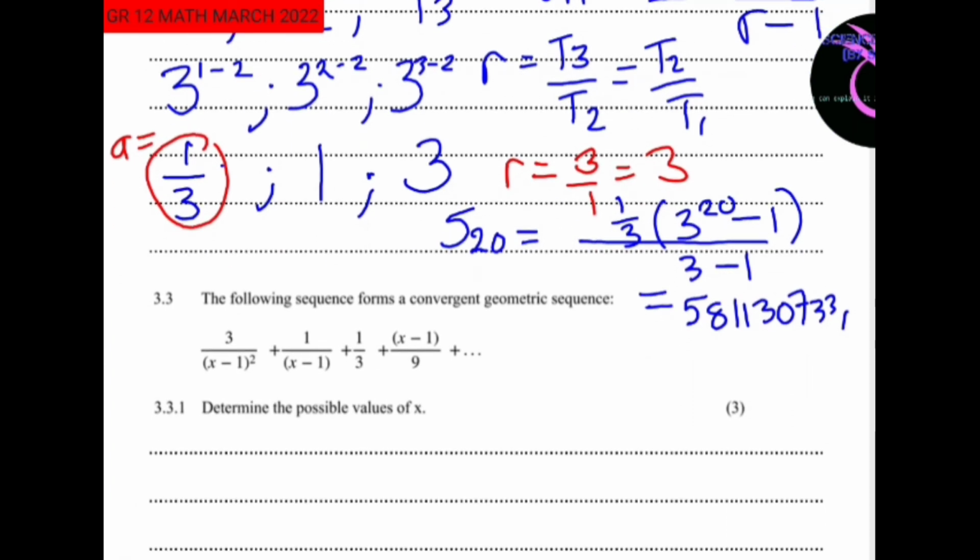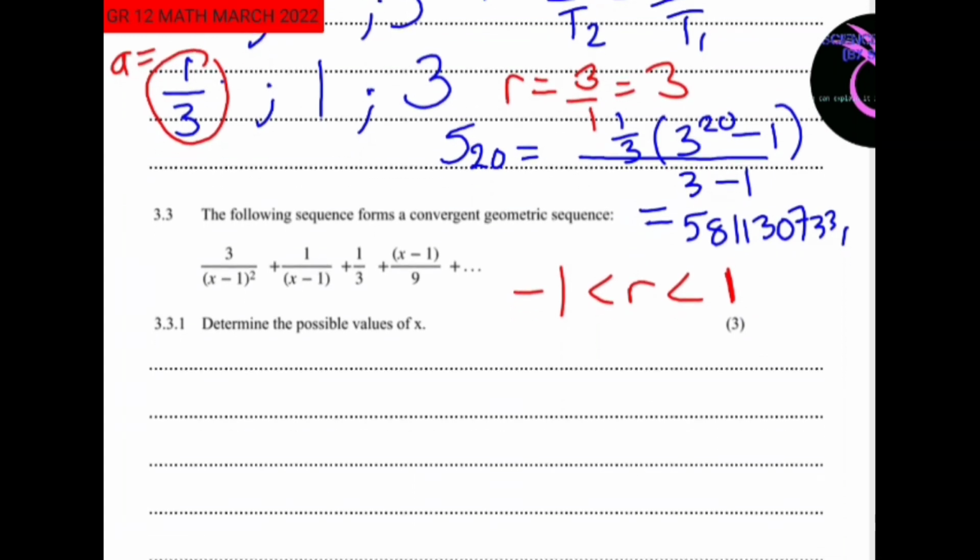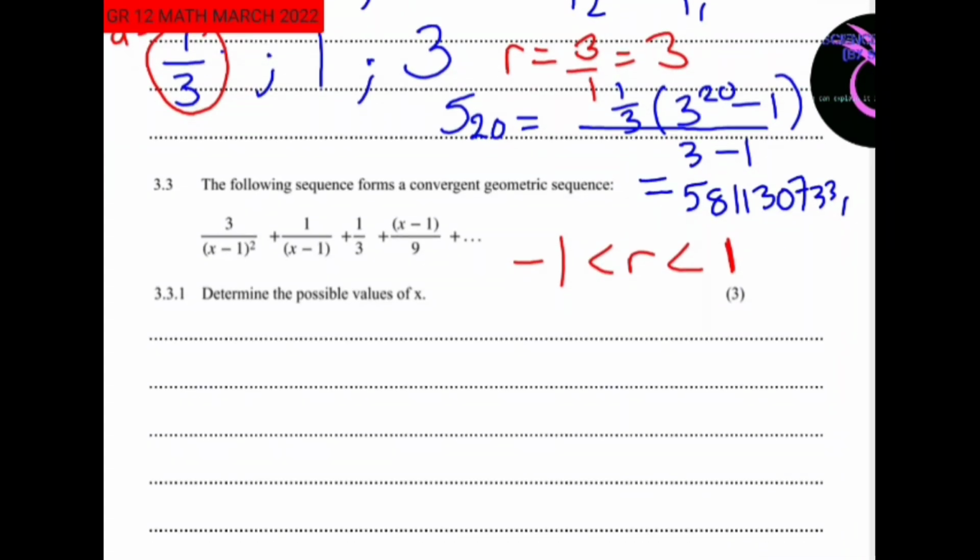Now, question 3.3. We are told that the following sequence forms a convergent geometric series. So guys, for a convergent geometric series, we know that the r value must be between -1 and 1. It's usually a fraction, negative or positive. Now we are asked to determine the possible values of x.